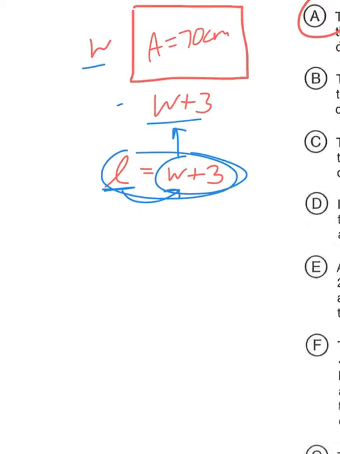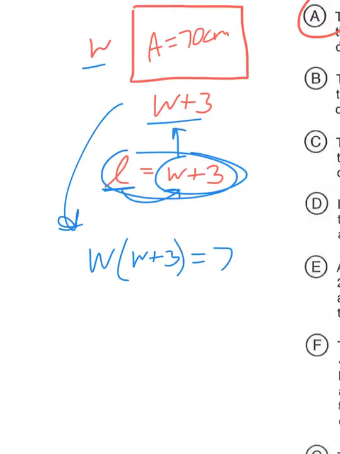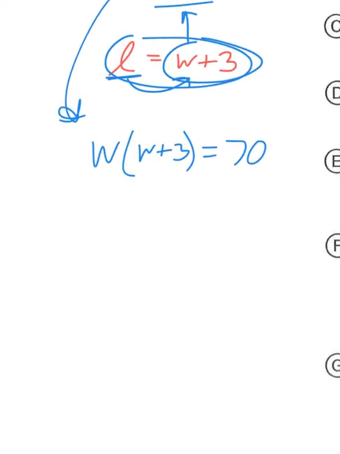So bringing it down here, just to give myself a little more room. I multiply the length times the width to find the area of a rectangle, so it'd be W times W plus 3. And that is all supposed to equal 70, as they've told me. Good. Now I've got a problem where I can do some distributing on this side. And then I've got to get it all set equal to 0 as well. So I've got to move this 70 over to the left side. I'm going to have to subtract it over.